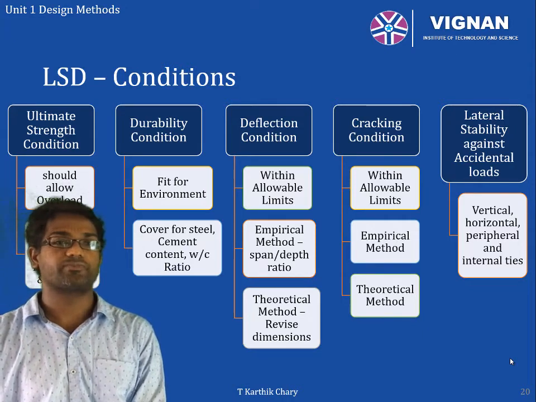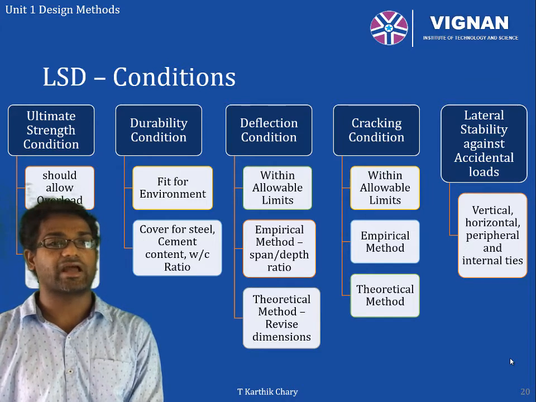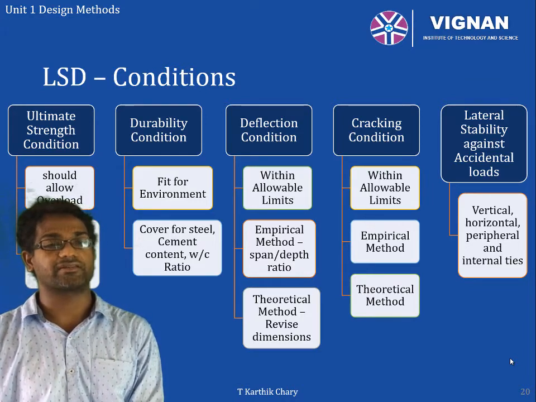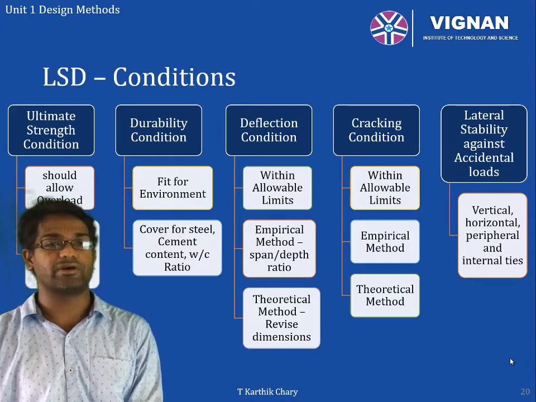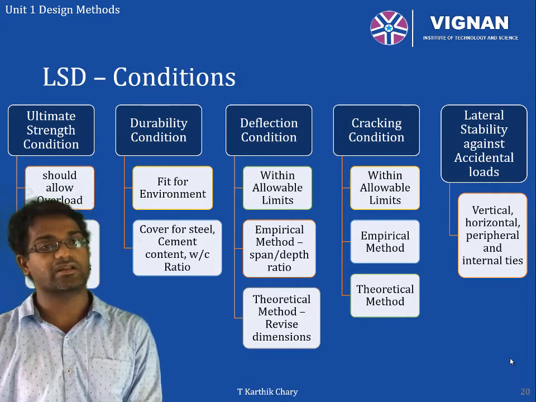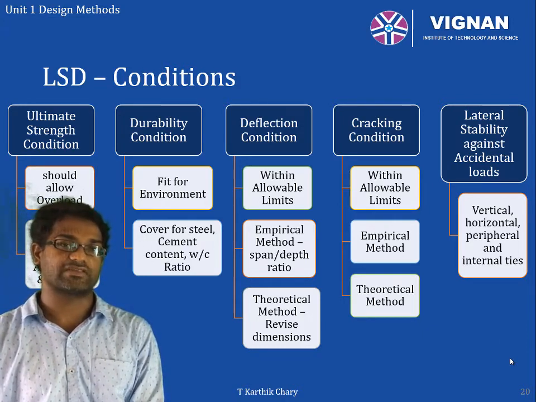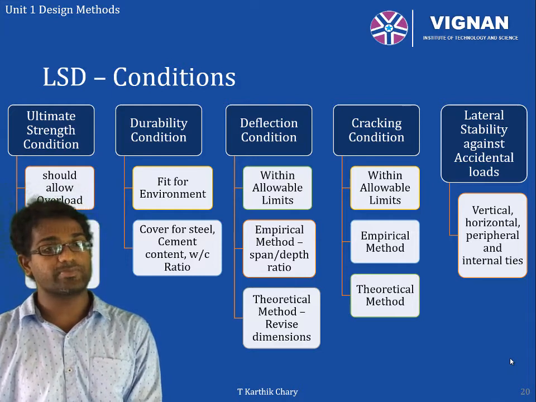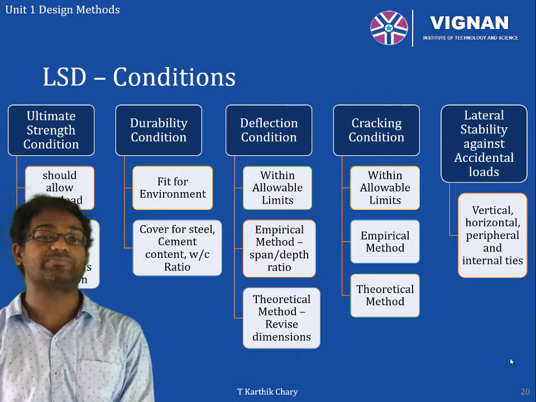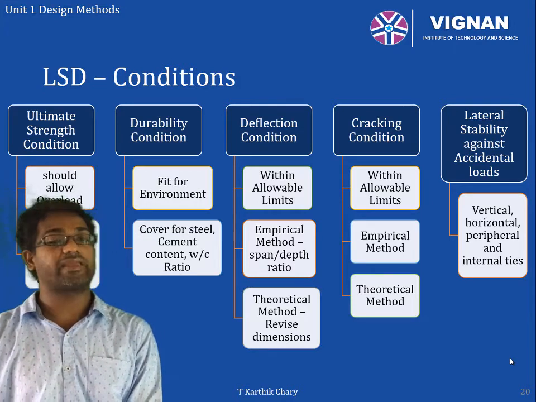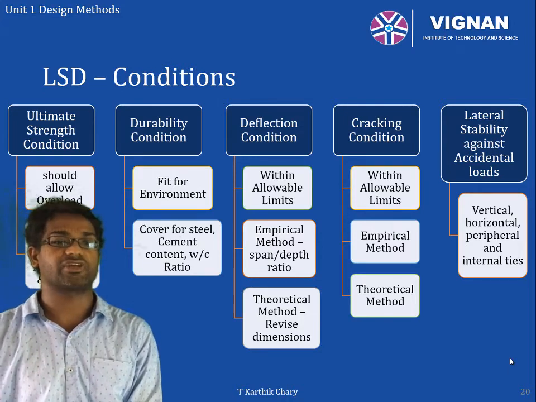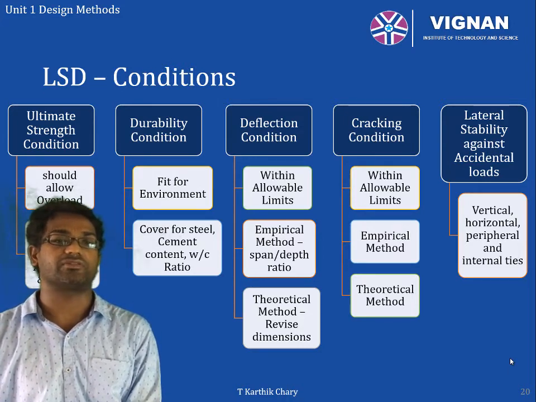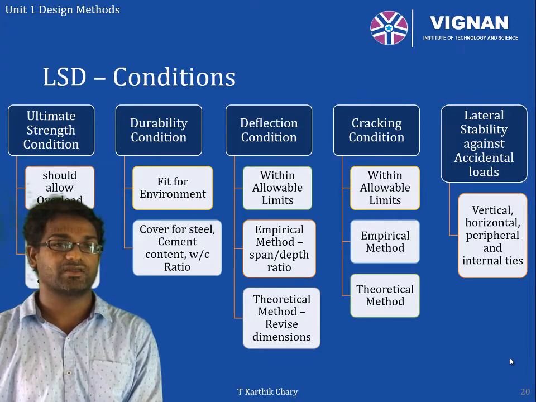In deflection control, we expect all the members to deflect against the load. But these deflections should always be within the permissible limits. These are stated in the IS 456. This can also be calculated by an empirical method by using the span depth ratio. By using the span depth ratio and limiting the value of deflection, we can easily calculate the depth which fulfills the deflection criteria. This is mentioned in IS 456.